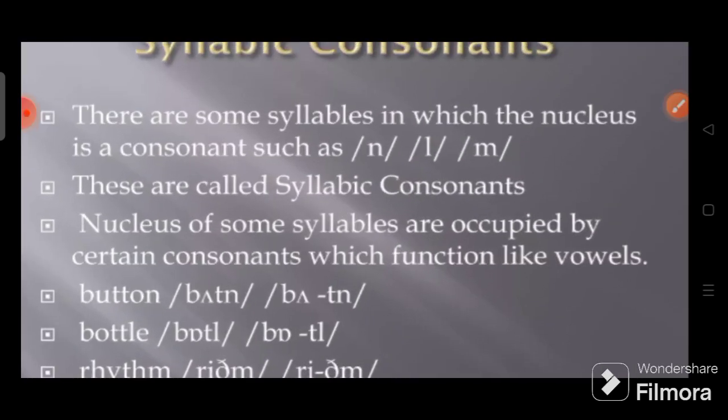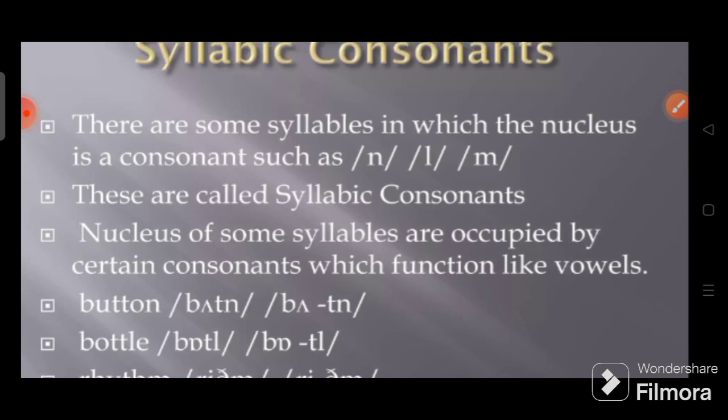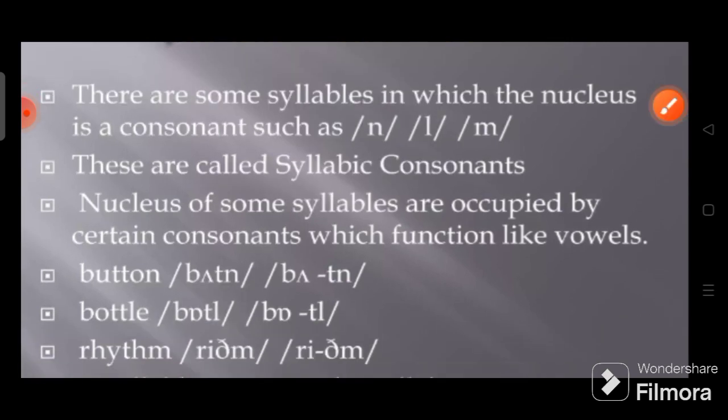Next, syllabic consonants, let's try to understand. There are some syllables in which the nucleus is a consonant, such as n, l, m. These are called syllabic consonants. The nucleus of some syllables is occupied by certain consonants which function like vowels. These sounds work like a vowel sound.